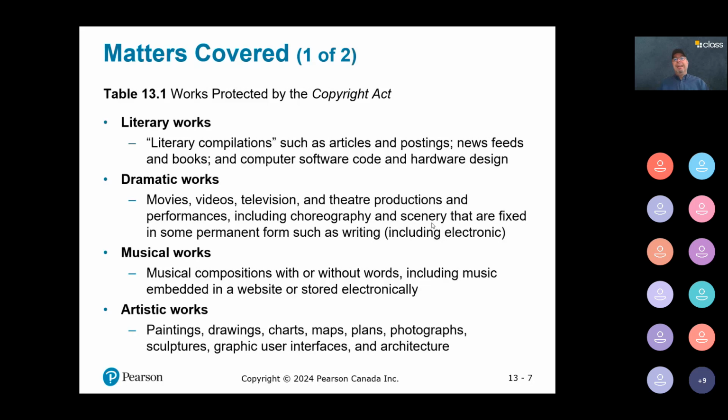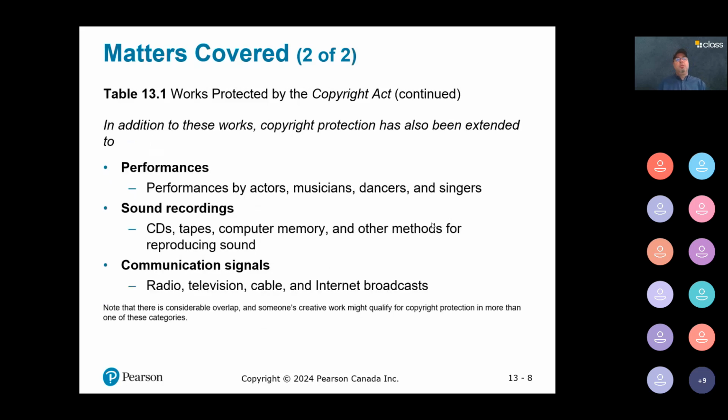Musical works, artistic works, paintings, drawings, maps, photographs, etc. Performances, so performances by people in general, musical performances, singers, sound recordings, communication signals. So all these are protected by copyright.